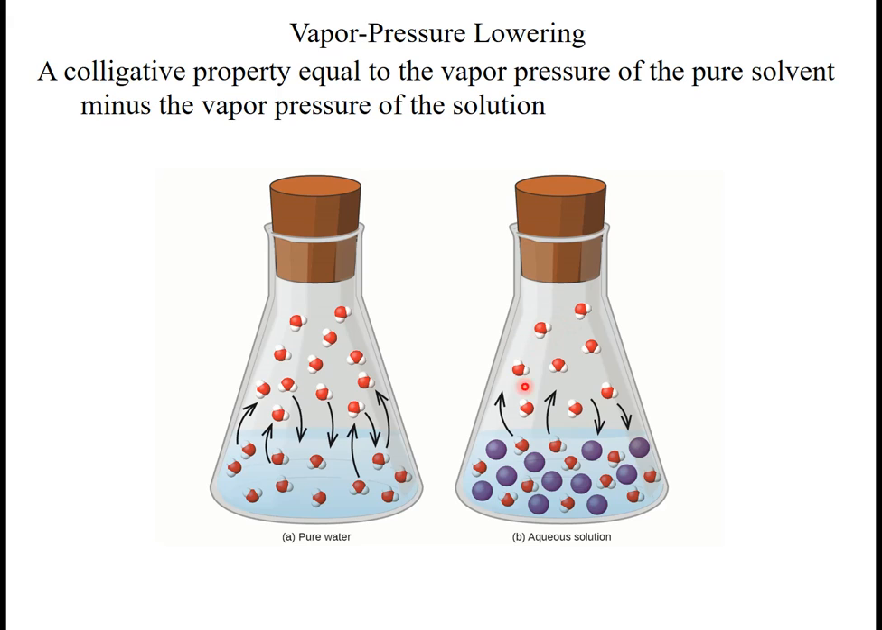all of a sudden the number of water vapor molecules in the gas phase above here is less. I have 1, 2, 3, 4, 5, 6, 7, 8 water in the gas phase, whereas over here I said it was 12. So by adding a solute and making a solution, I reduce the vapor pressure of water by 4 waters in this particular example.